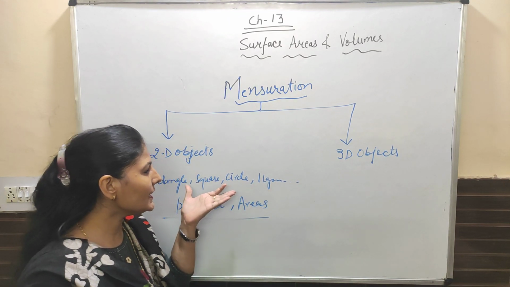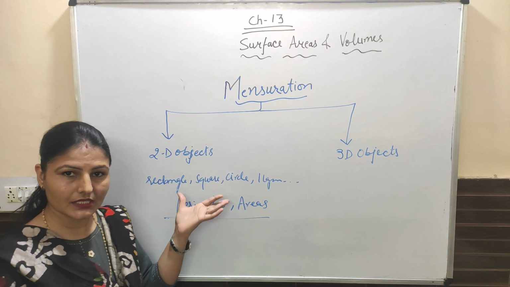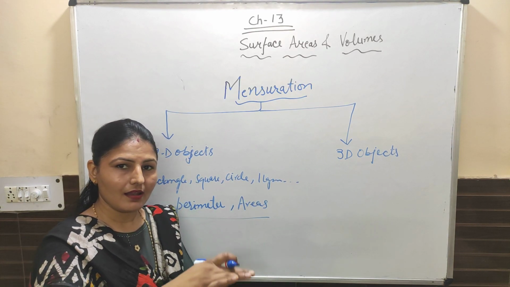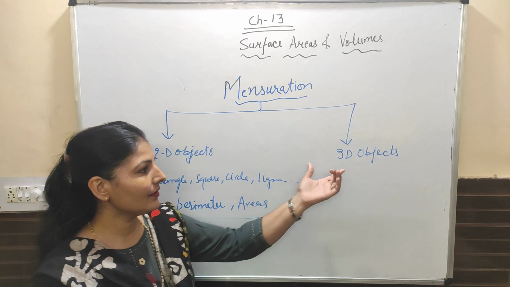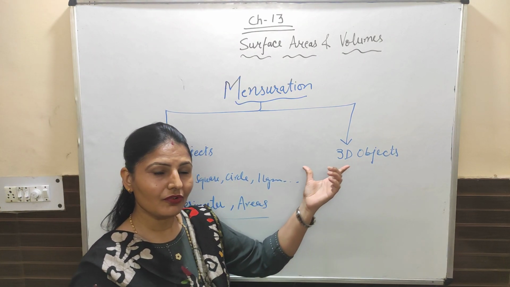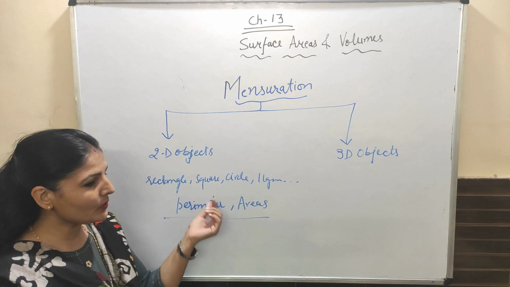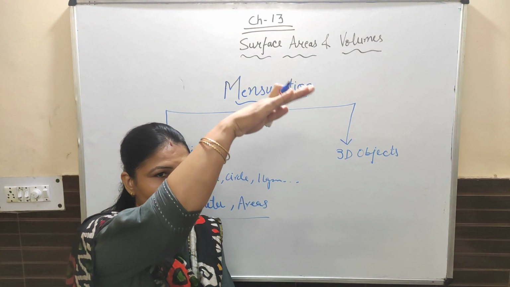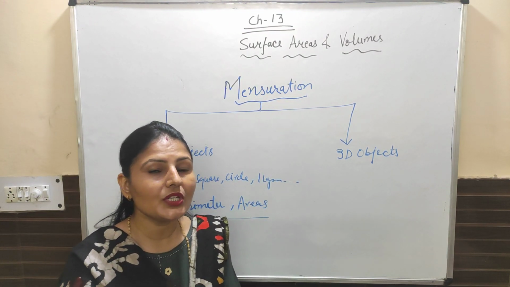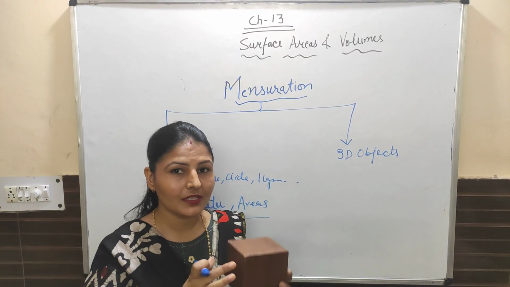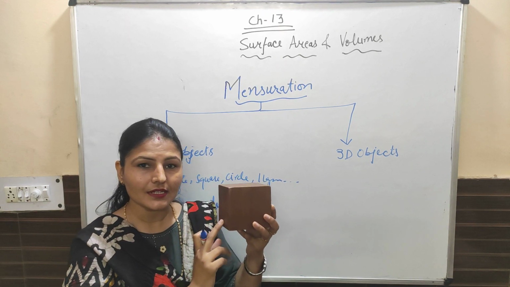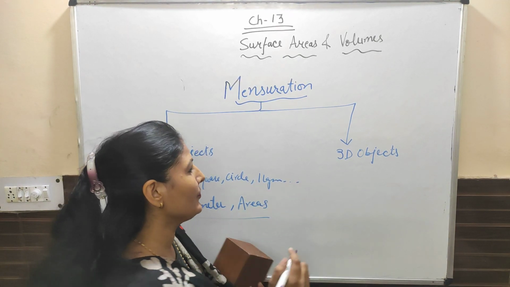Now, when these 2D objects are compiled vertically, okay, then we get 3D objects. For example, when squares are compiled like this in a vertical manner, which shape will we get? I hope this will be the shape. This is our cube.